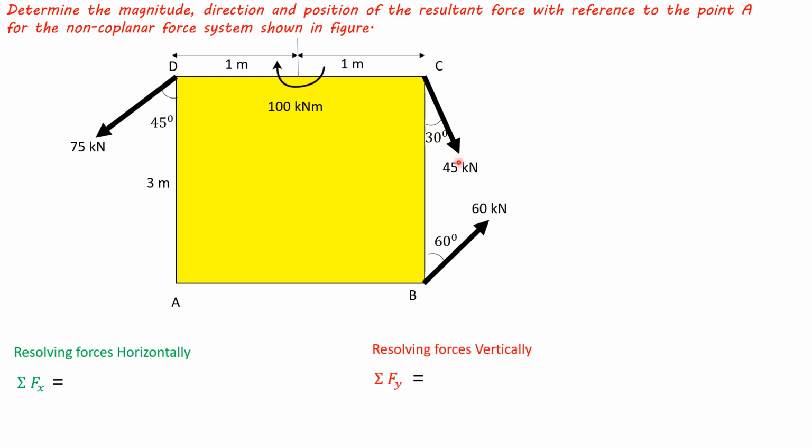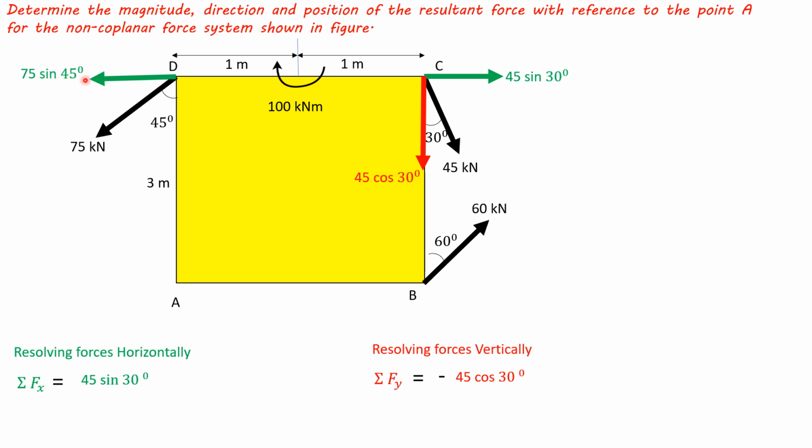Now first, resolving this force horizontally, it will be 45 sin 30 degrees. It is directed to positive x-axis, so positive. Now, resolving this force vertically, it will be 45 cos 30 degrees. It is directed to negative y-axis, so minus. Now, resolving this force horizontally, it will be 75 sin 45 degrees.